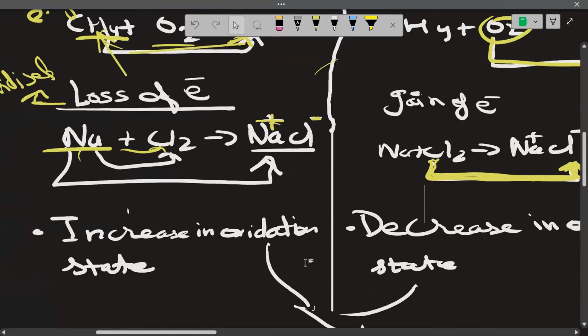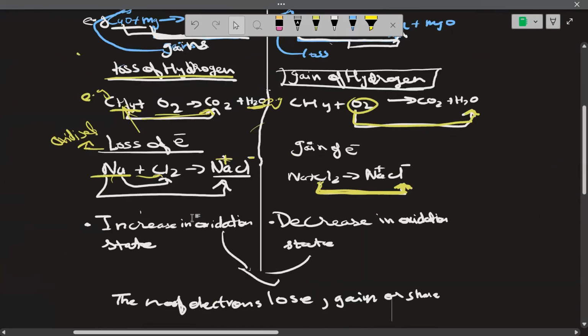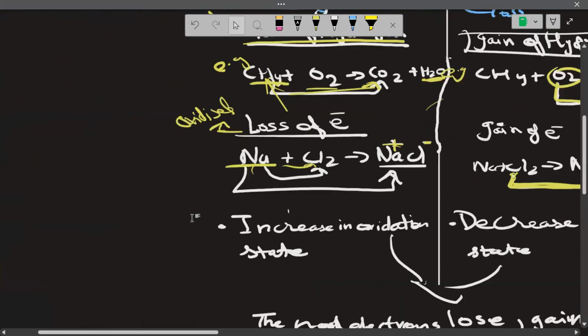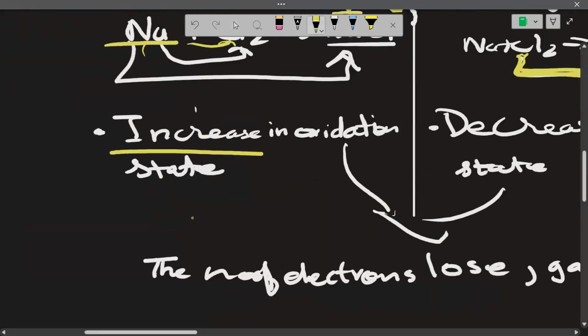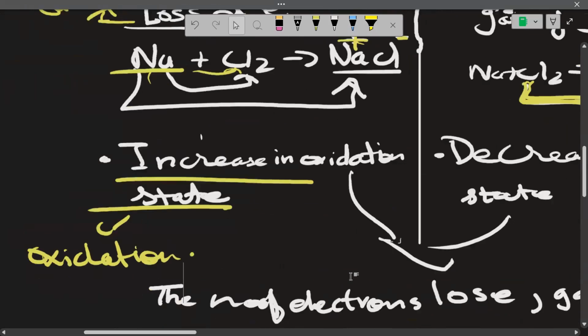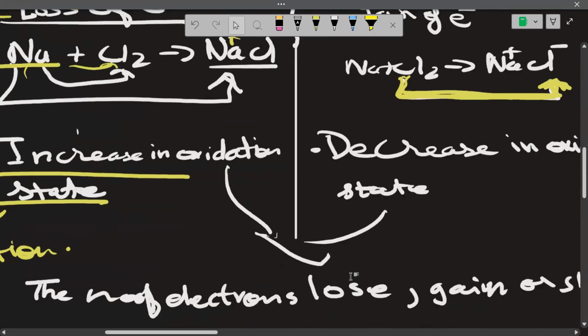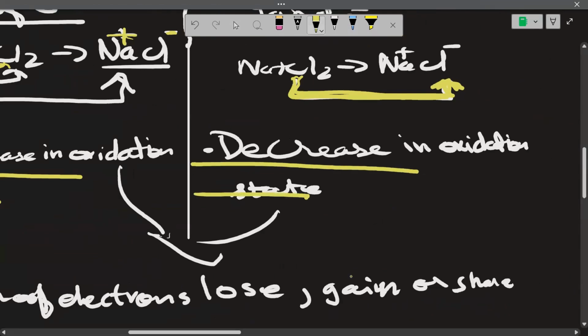Now another point for oxidation and reduction is the change in oxidation state. Increase in oxidation state comes in oxidation, okay? While the opposite, which is decrease in oxidation state, will be in reduction, okay?